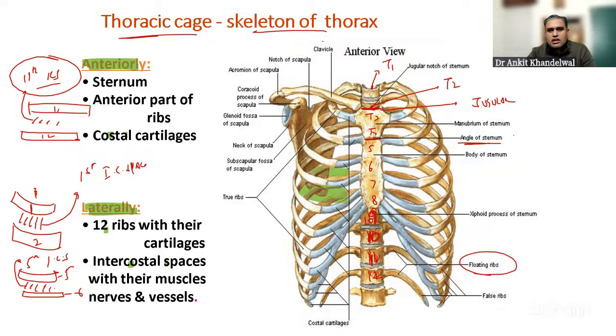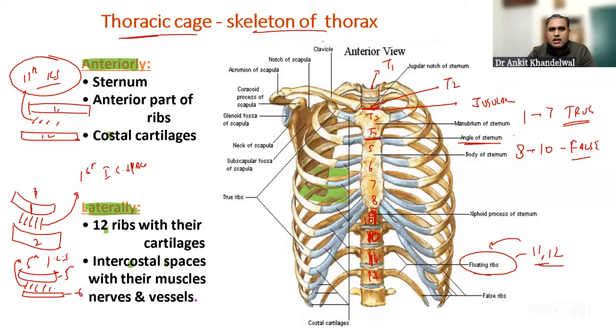So the sternum we have seen, and a bit of the ribs. Do remember that the 11th and 12th ribs below are known as floating ribs. The first 7 ribs are known as the true ribs because they are attached to the sternum. The 8th to 10th ribs, the 3 ribs, are known as false ribs because they are indirectly attached to the sternum. And the last 2 ribs, the 11th and 12th, are floating ribs. This is a basic thing that you should know.